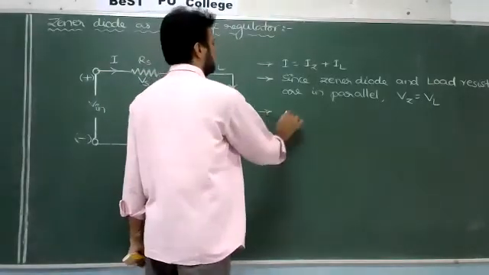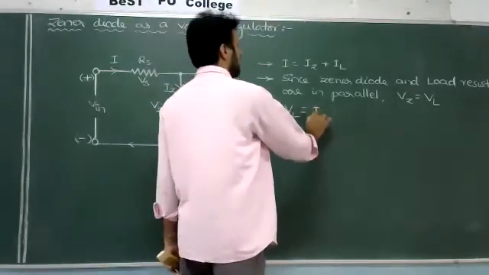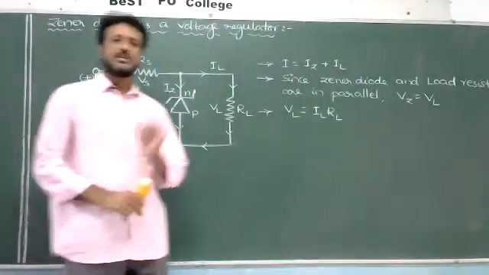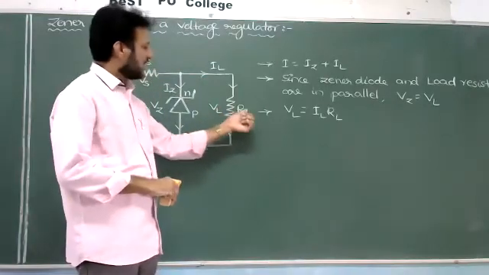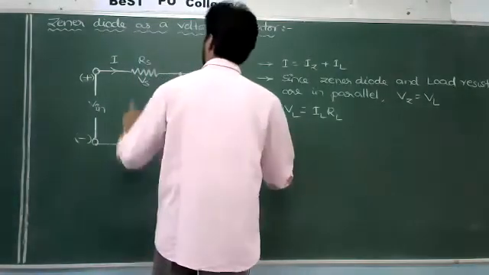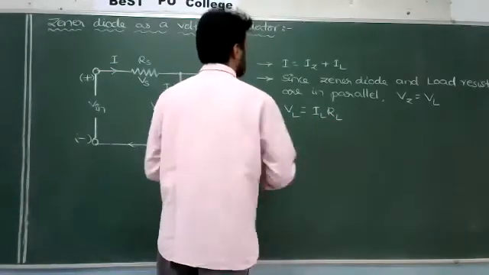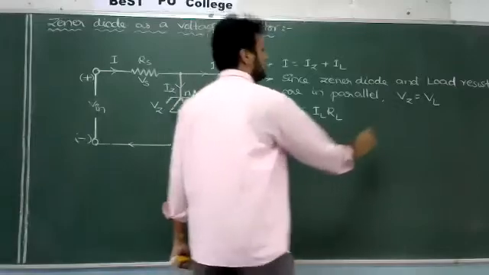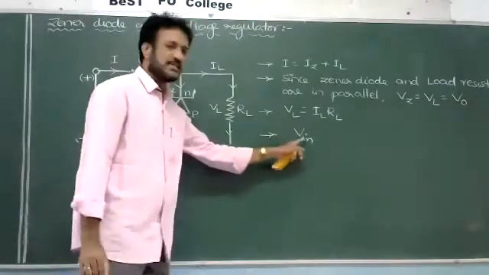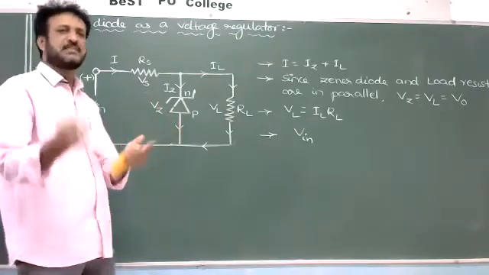So here we can write VL is equal to, according to Ohm's law, V equals IR, so VL is equal to IL into RL. Check correct or not? Similarly, what is Vs? This will also be called V naught, the output. V naught indicates output. But what is the input value? This Vs value plus Vz value. If you add both, it is equal to the total value.